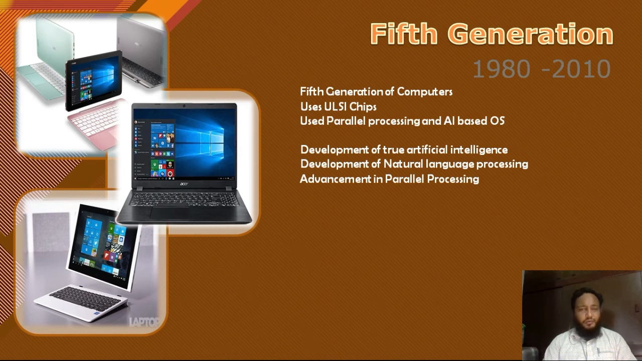Advancement in parallel processing. Parallel processing means at the same time you can watch movies, you can do copying, you can do your own work, you can give an instruction like printing. So multiple tasks you can perform simultaneously, or parallel processing. Superconductor technology again improved.